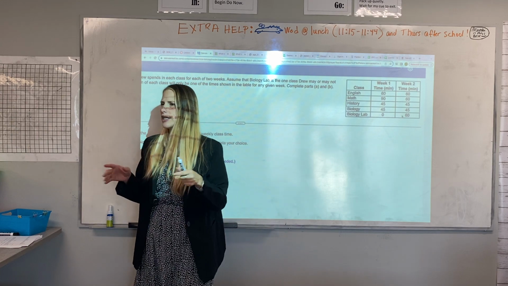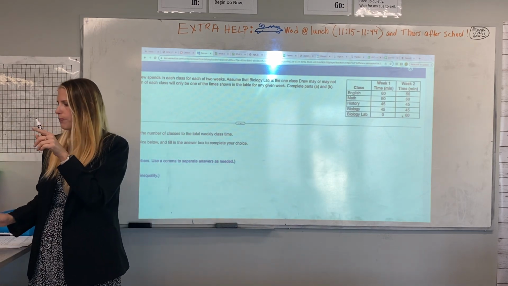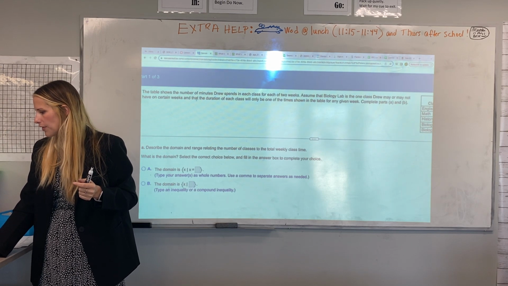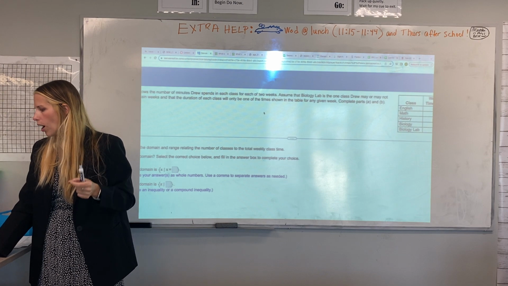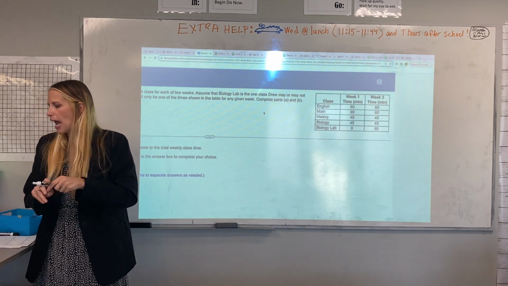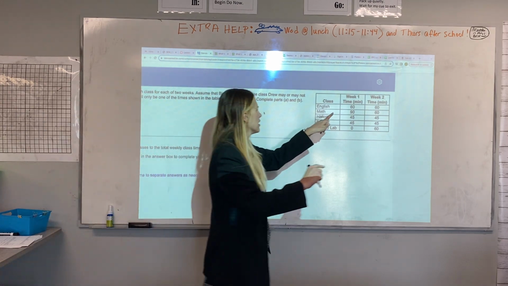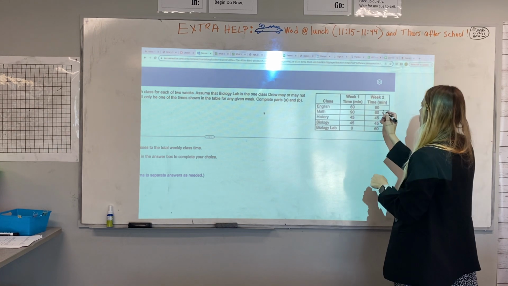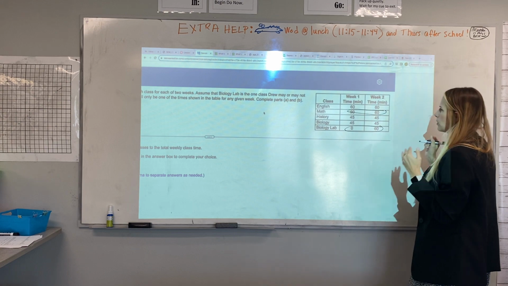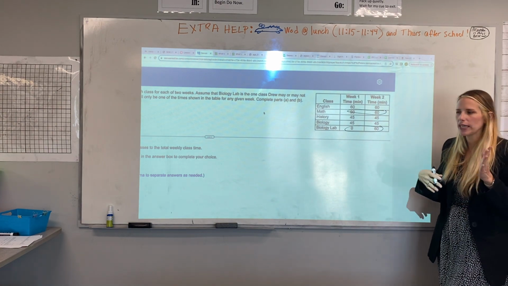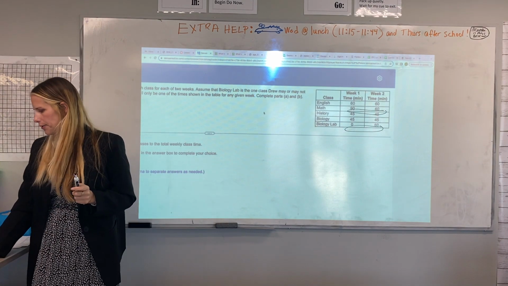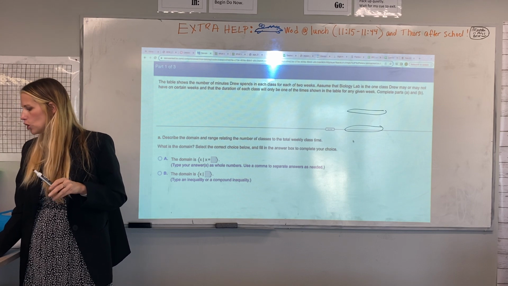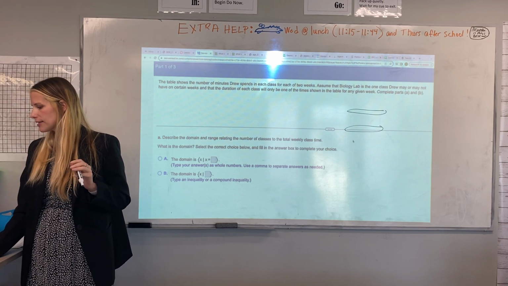The tricky part of this question is you have to really read the parts here, because it also says that the duration of each class will be only one of the times shown in the table for any given week, which also means, notice how this is 60, 60, so that doesn't change. This is 90, 60, everything at 45, 45, 45, 45. So this and this are the only ones that could change depending on the week. So here's what we need to do. Describe the domain and range relating the number of classes to the total weekly class time.